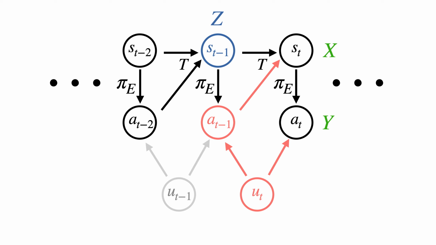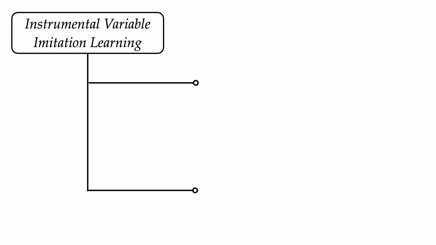In our model, the past state acts as this instrument, as it is independent of future confounding. We can see this graphically by noting that s sub t minus 1 is independent from u sub t. An instrument technically needs to satisfy a few more conditions, and we detail them in our paper. We can leverage this past state instrument in two ways.